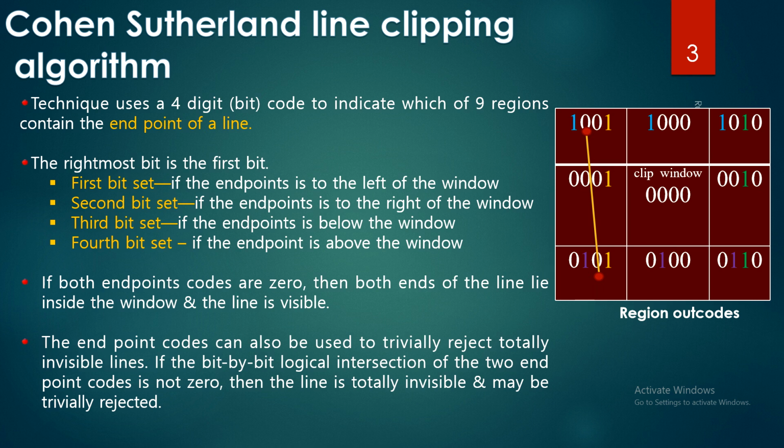So for this line, after ANDing we get 1, and then this line is totally rejected. So it is a totally invisible line. Now, for the case where the line is partially visible, after ANDing the endpoint codes we get 0. So it is a special case, and you have to treat it in another way.